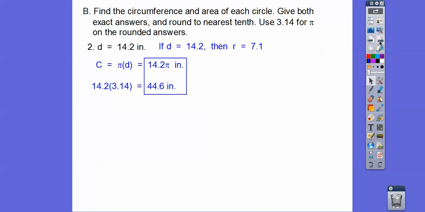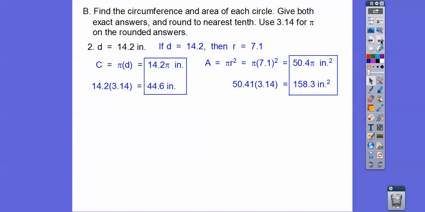Now, the area formula, we absolutely have to have the radius, so that's why I did this right here, 7.1. So 7.1 squared is 50.4 pi inches squared, area is always in inches squared, and then multiply that by 3.14, and you get that.